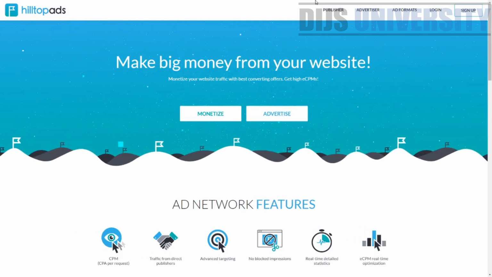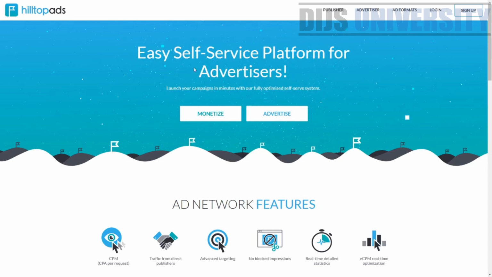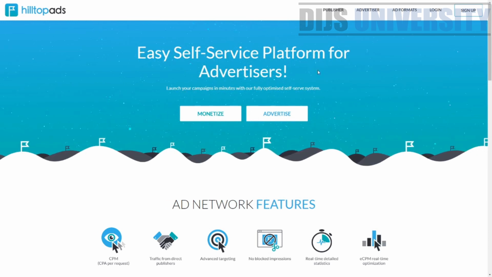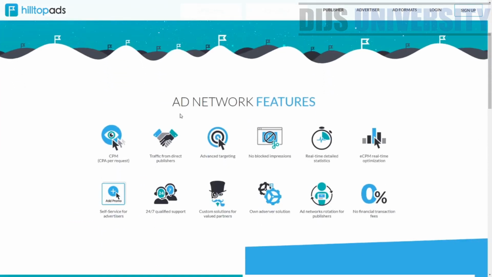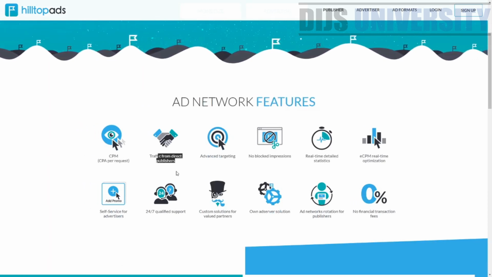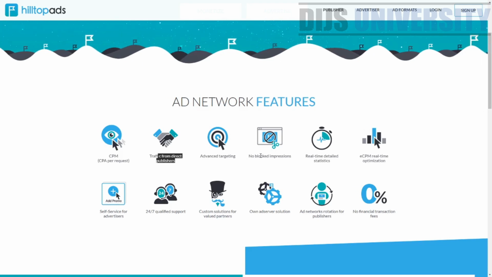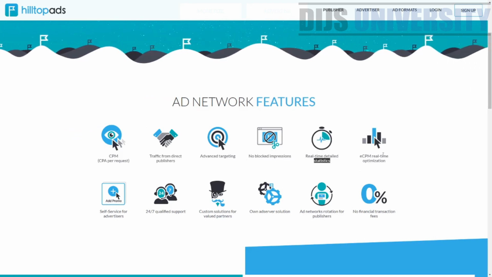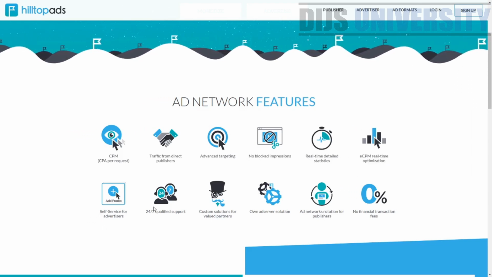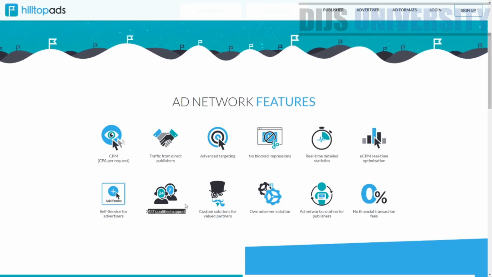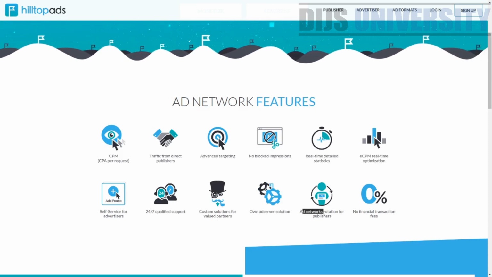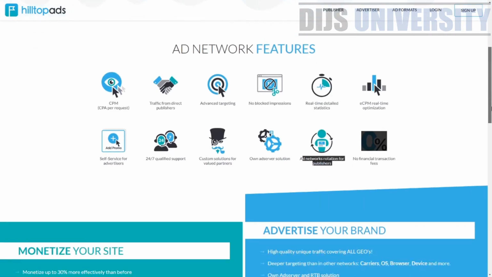The first thing is make big money from your website, monetize your website simply, an easy self-serving platform for advertisers. The ad network features are CPM, CPA per request, traffic from direct publishers, advanced targeting, no blocked impressions, real-time detailed statistics, EPCPM, real-time optimization, self-service for advertisers, 24/7 qualified support, customer solution for valued partners, own advertiser solution, and ad network rotation for publishers, with no financial fee.